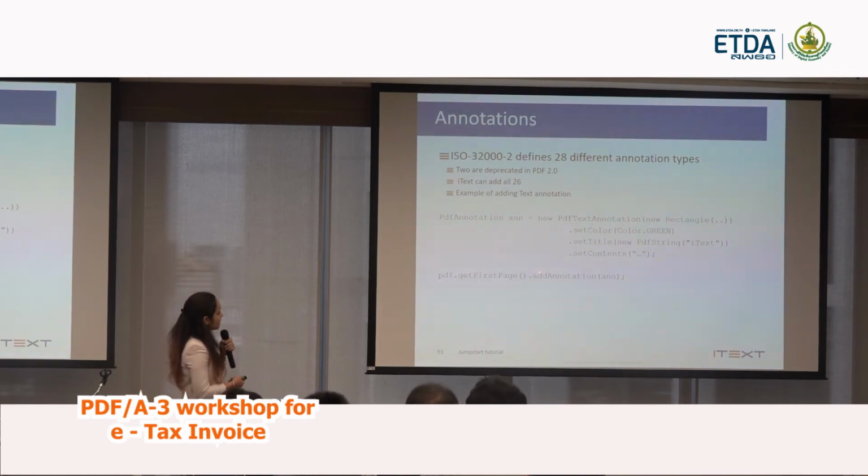So if we look at the code, there's a ready-to-use PDF annotation class. You create a new object of it, you define the rectangle, you set the color, you set the title, and then you can set the contents. Then you can just add the annotation.